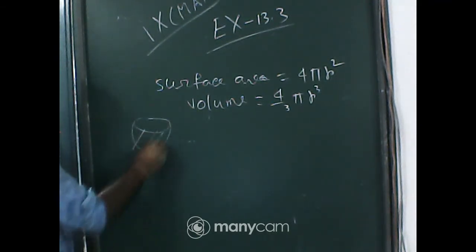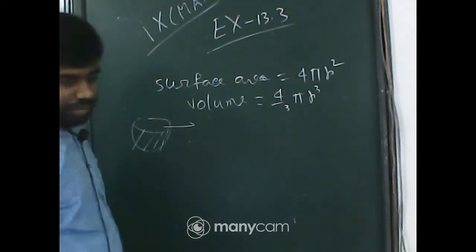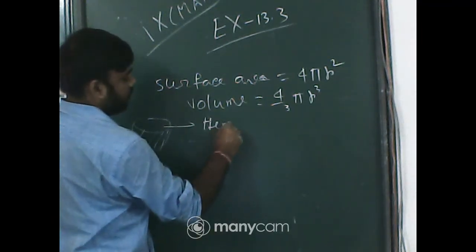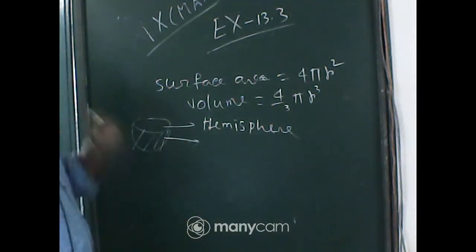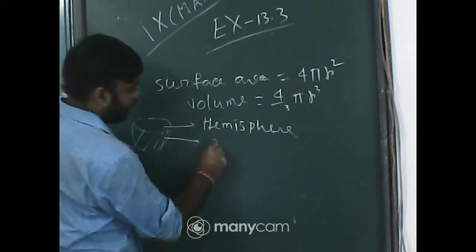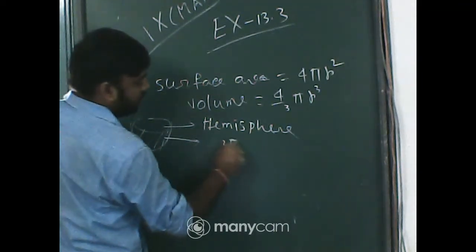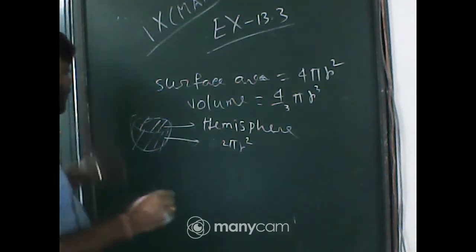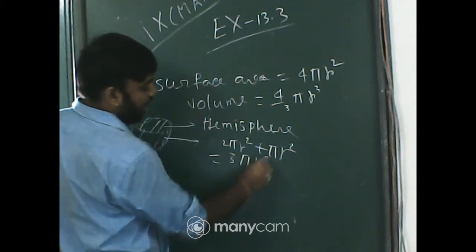what is this? That is half a sphere. In other words, it is called a hemisphere. What is the surface area of the hemisphere? That is 3 pi r square. First of all, half of this portion is 2 pi r square, and this one is also a circle. We know the circle area is pi r square. So it is 3 pi r square.